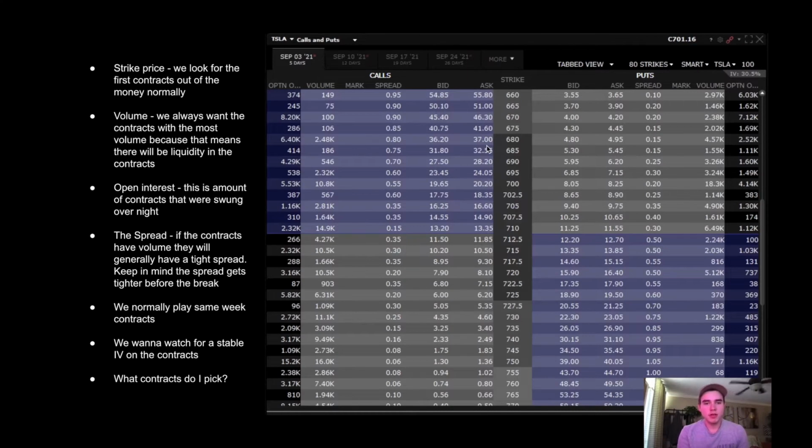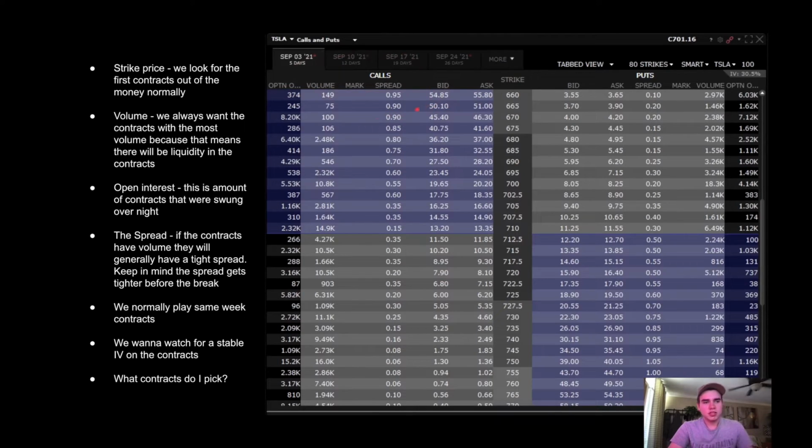Alright, so here we have an example of the option chain for Tesla on Interactive Brokers. I'm going to break down this whole screen for you and try to make it easy. I've set mine up a little differently, with open interest, volume. I have the mark, the spread, and the bid and the ask, and you can see that right here.